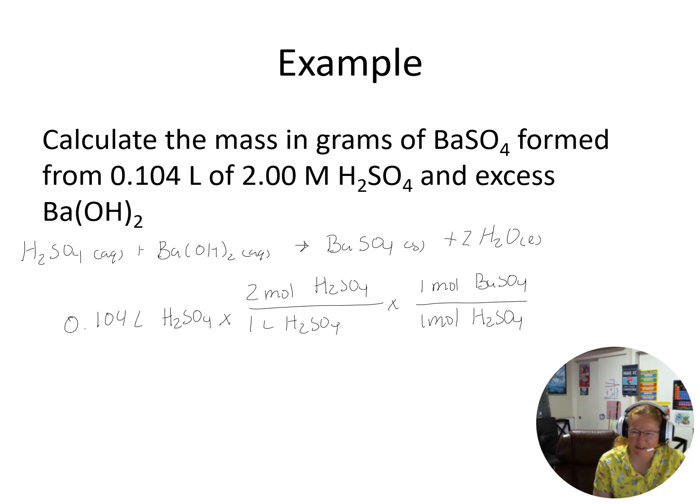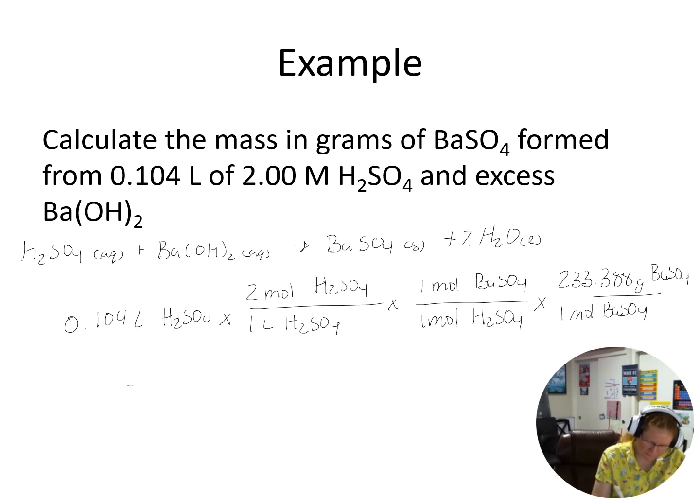So what do we need to do to go from moles to grams? We need the molar mass. Okay, and so we get 233.388 grams of barium sulfate per mole. Okay, and that will give us 48.5 grams of barium sulfate. Okay?